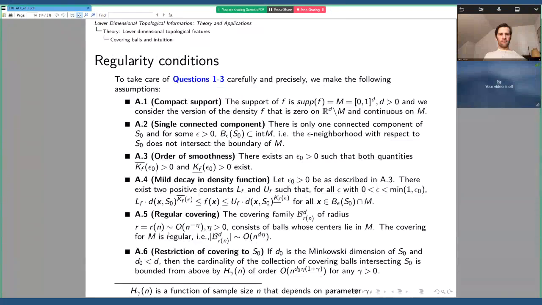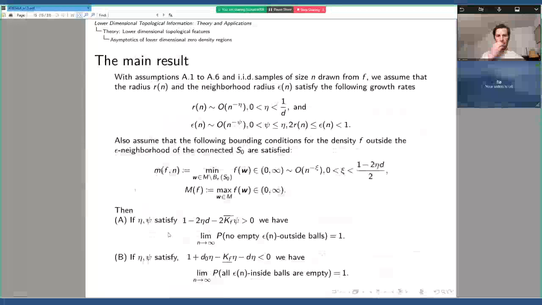The last group of assumptions, A5 and A6, are basically describing how we should design our covering scheme. In that case, for example, you cannot keep stacking covering balls at the same location. That will waste a lot of the covering balls, and that also will fail our method. So these are the technical assumptions of our main results, which ensure the successful detection of the lower dimensional zero density region.